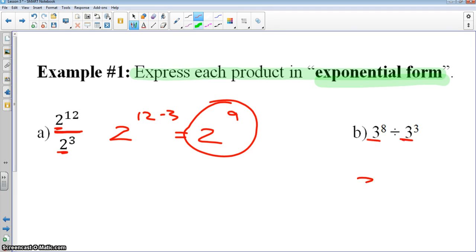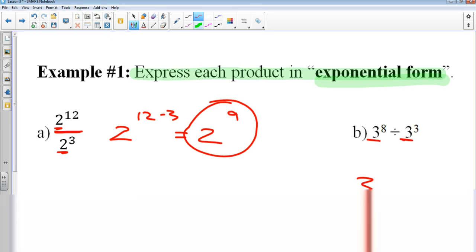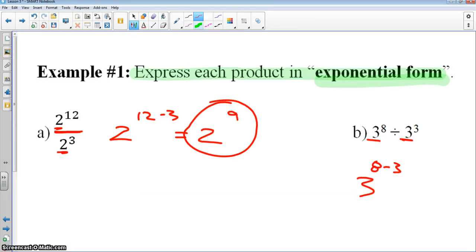Okay, on question B, again we have the same bases. So again, keep the base. And remember, we're going to subtract the exponents, always first minus second, or if we look back at this one, it's always the top minus the bottom. So remember that. So therefore, this would be just 3 to the 5th. Again, pretty simple, hopefully, for you. Okay, I think we got a couple more.